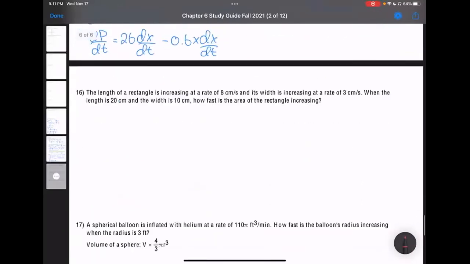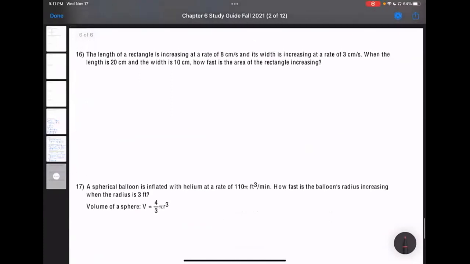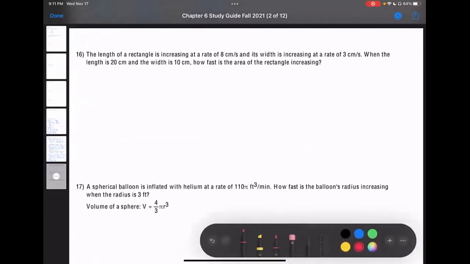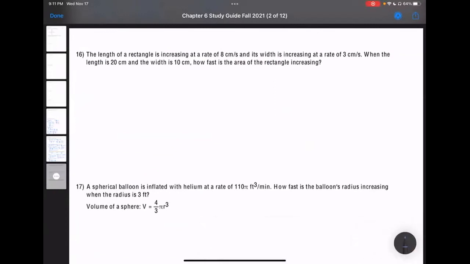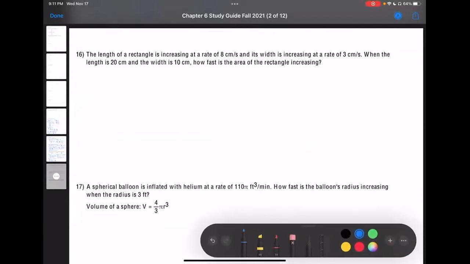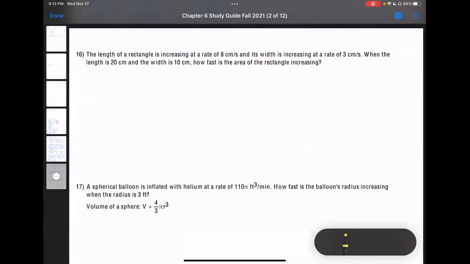Awesome. Moving on to number 16. This problem states the length of a rectangle is increasing at a rate of 8 centimeters per second, and its width is increasing at a rate of 3 centimeters per second. When the length is 20 centimeters and the width is 10 centimeters, how fast is the area of the rectangle changing? So a lot of things to keep track of.